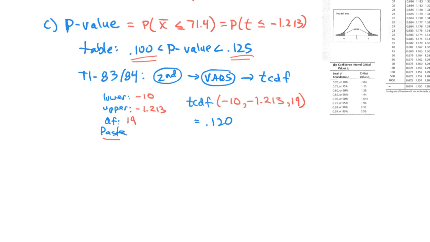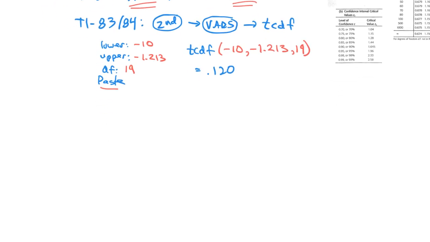Part D says, based on your answers in parts A to C, will you reject or fail to reject the null hypothesis? Are the data statistically significant at level alpha? Well, remember, if we reject the null hypothesis, then we say yes, the data are statistically significant. So let's take a look at part D.